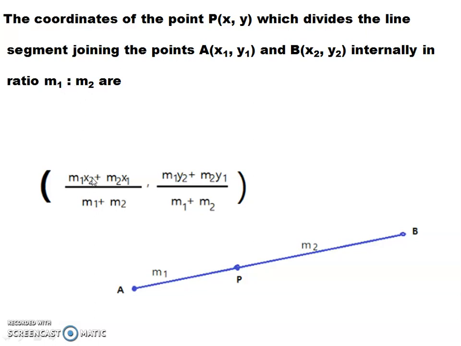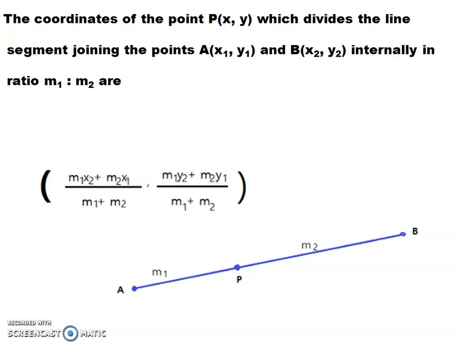x2 will be the x coordinate of B, x1 will be the x coordinate of A, y2 will be the y coordinate of B, y1 will be the y coordinate of A. So, the coordinates of the point P(x, y) will be (m1x2 + m2x1) by (m1 + m2) and (m1y2 + m2y1) by (m1 + m2). Students, this coordinate formula you should study by heart.